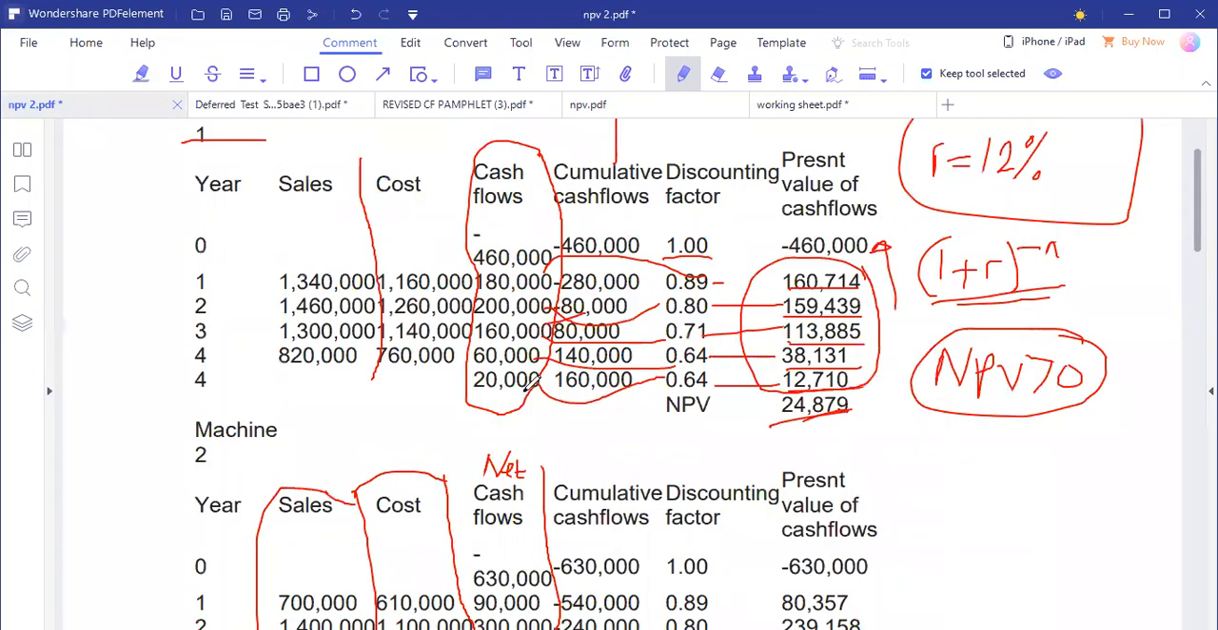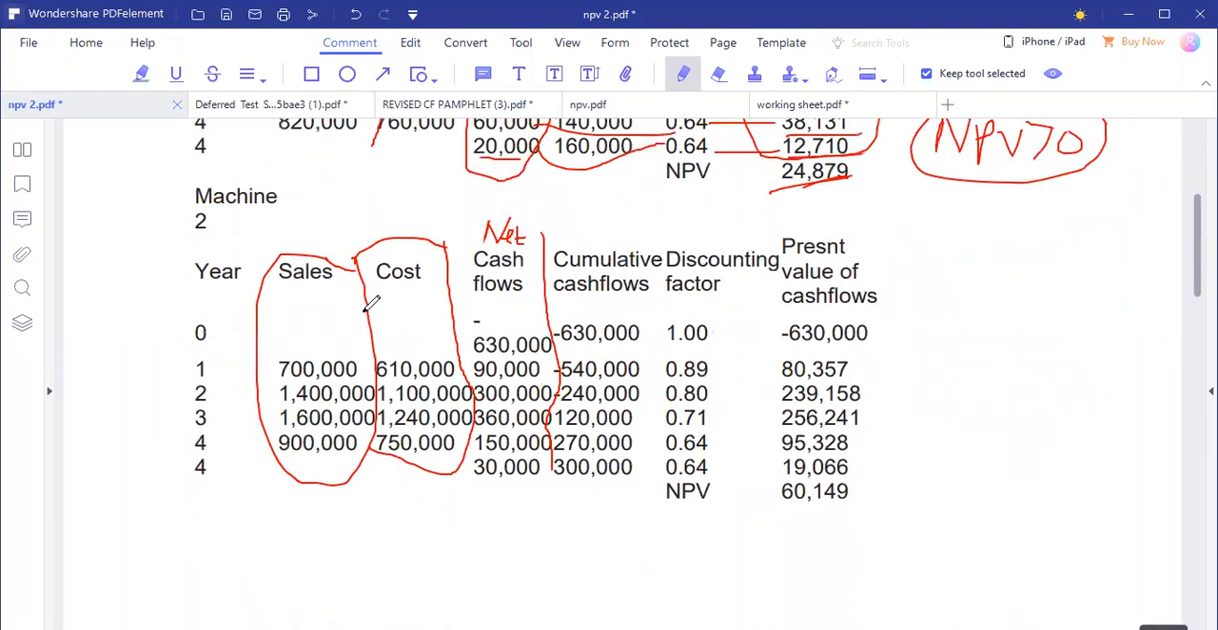As we look at this 20,000, we also multiplied by the discount factor using this formula here. Cost of capital was 12%. So we multiplied by 0.64 to get the present values here. All right. So this is what this one is all about. So getting down to machine 2, we have the sales minus the costs. Are there questions so far?